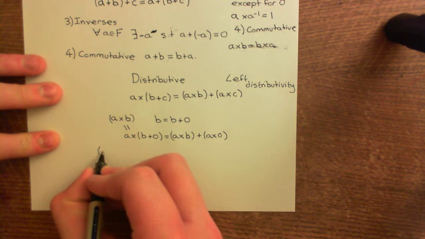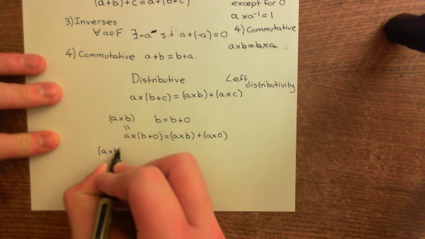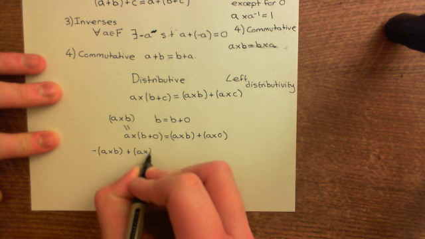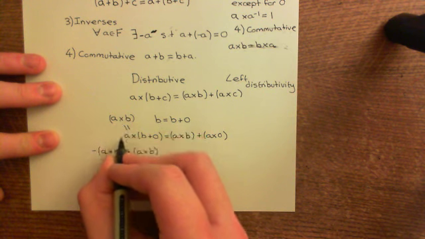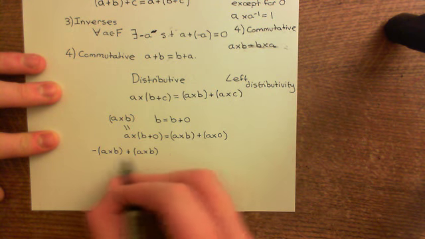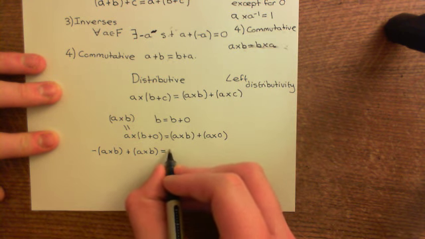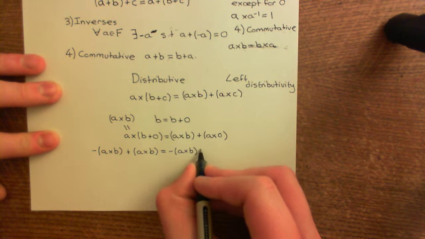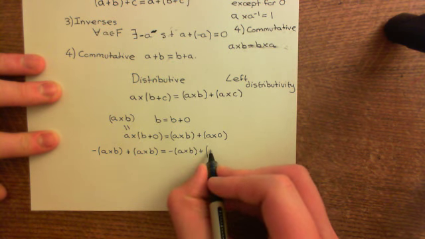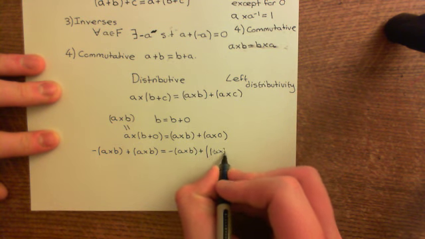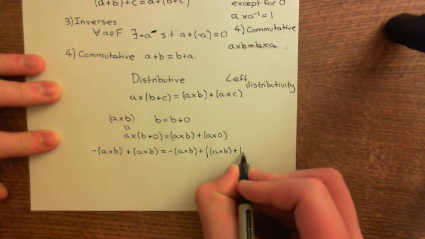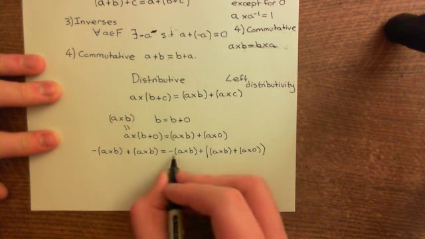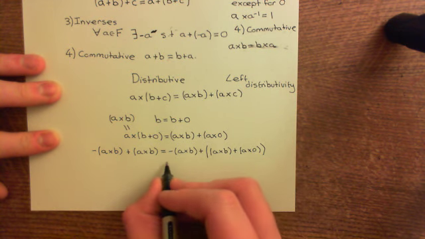So we'll compose with the additive inverse of a times b, like so. So we've composed on this side with the additive inverse of a times b. Now we'll compose on this side, so negative a times b, and then it's added to a times b plus a times 0. We'll then apply the associative property to associate this one with this one.